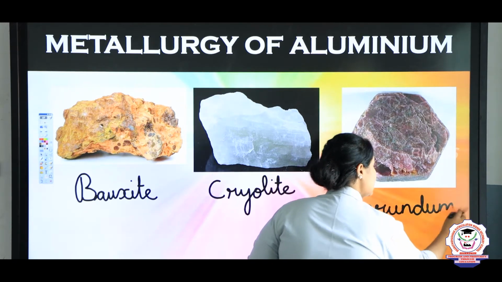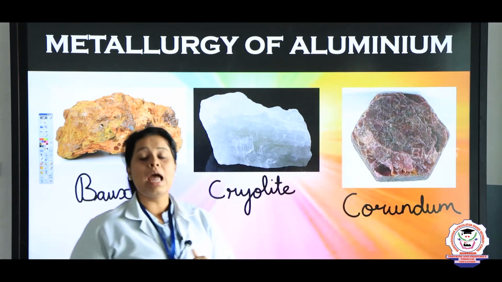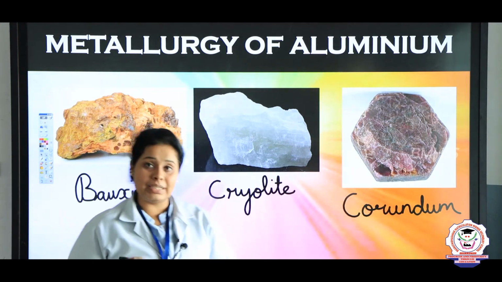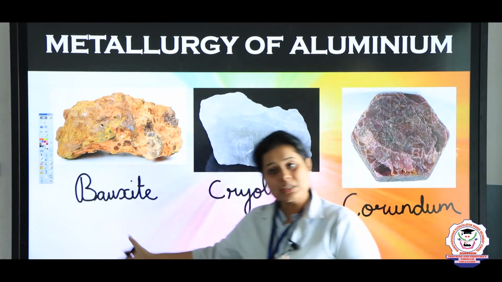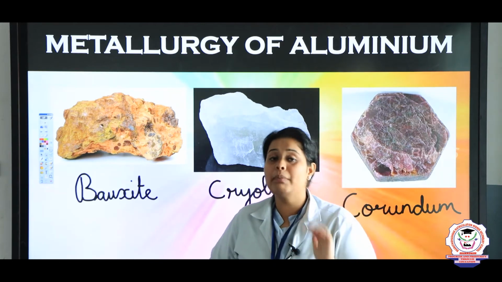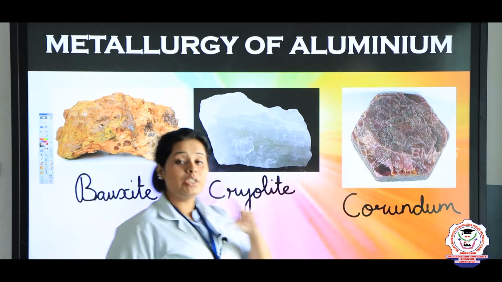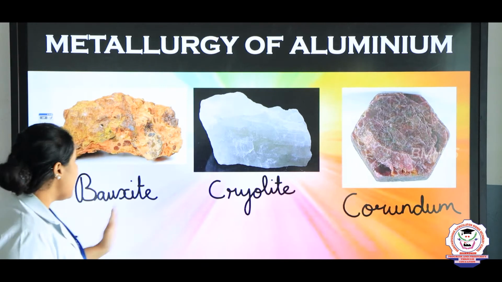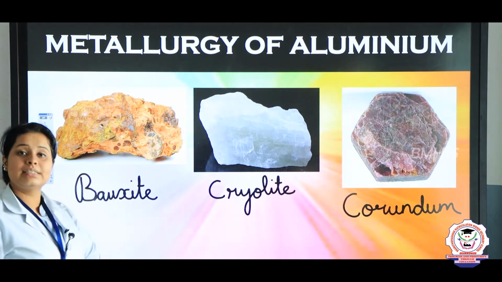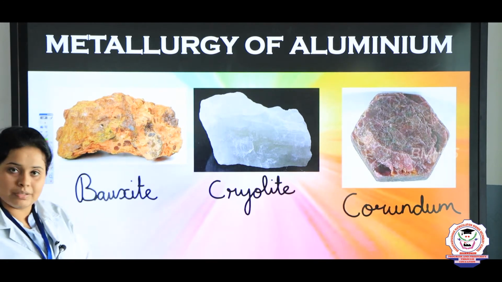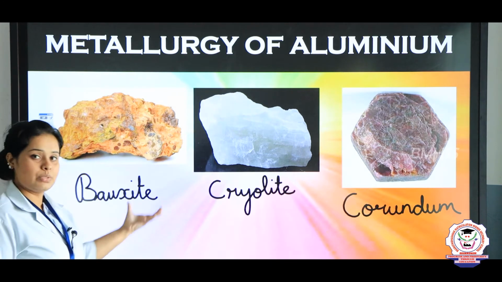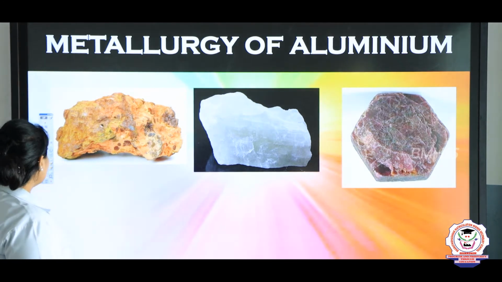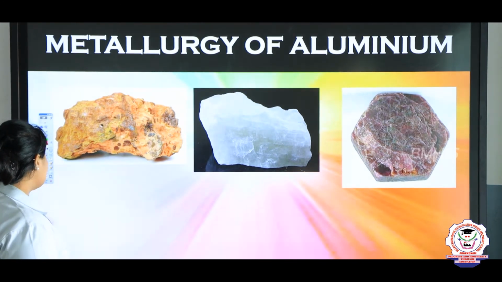C-O-R-U-N-D-U-M. So this is a substance which is an anhydrous substance of aluminium oxide. Same way, bauxite is also aluminium oxide but hydrated. It has two molecules of water. And I said that bauxite is the chief ore of aluminium. So let's do the extraction using bauxite. Let's see how the process is done.